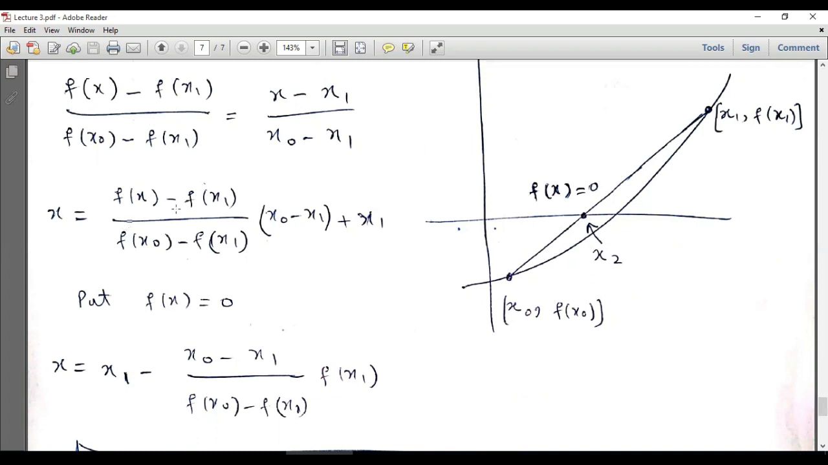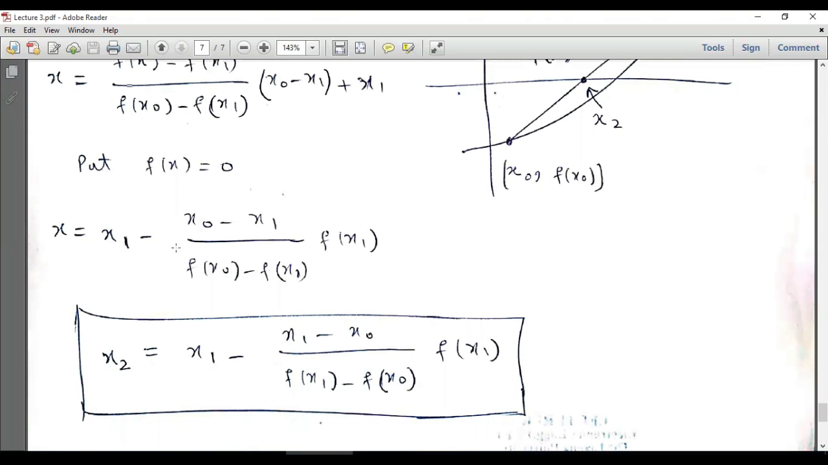So after rearranging this equation, we will get x equal to f of x minus f(x1) divided by f(x naught) minus f(x1), multiplied by x naught minus x1, and plus x1. So put f of x equal to 0, so x will be equal to x1 minus f(x1) divided by f(x naught) minus f(x1), and here we will have x naught minus x1. So this equation can also be written as x2 equal to x1 minus x naught divided by f(x1) minus f(x naught), multiplied by f(x1).